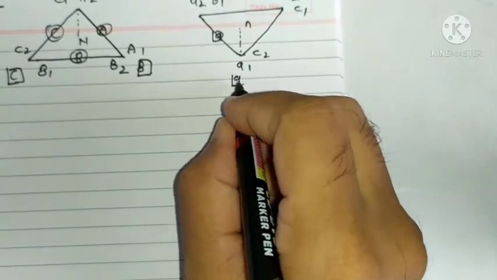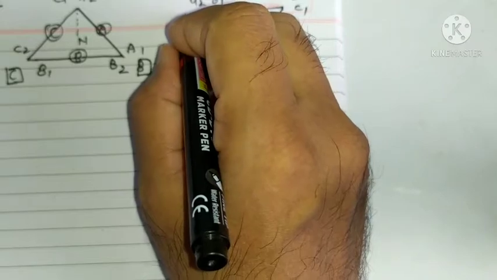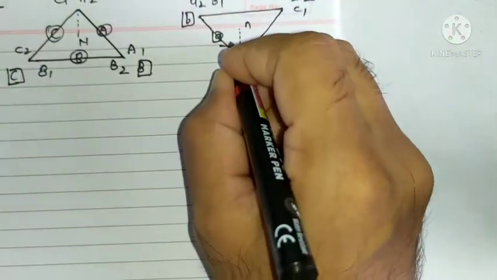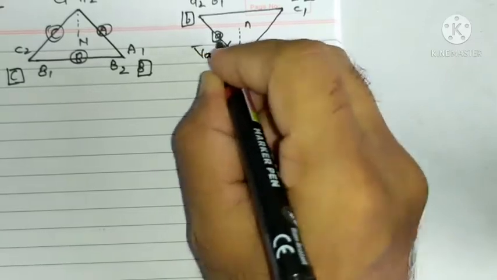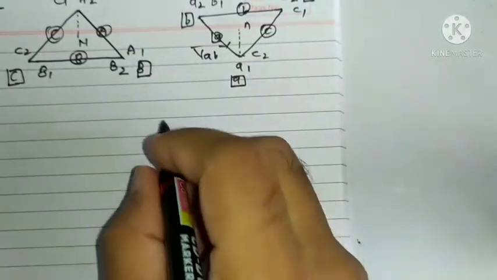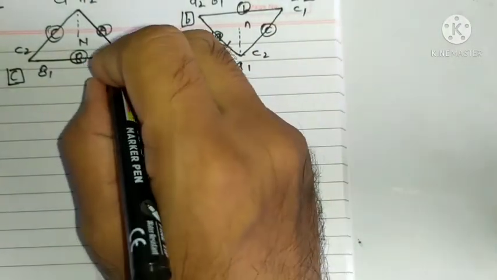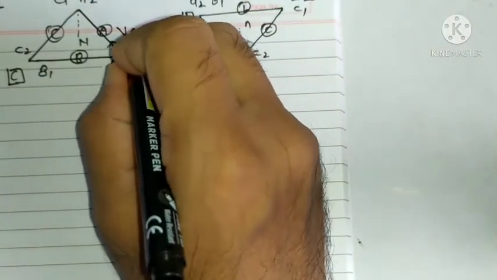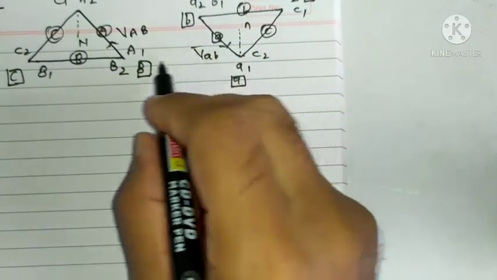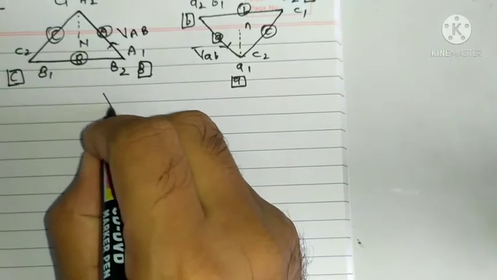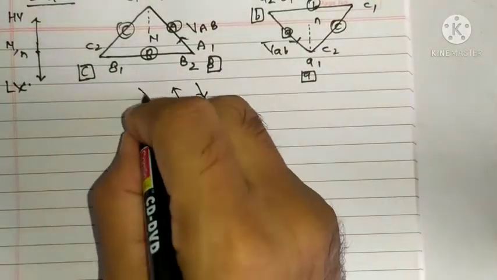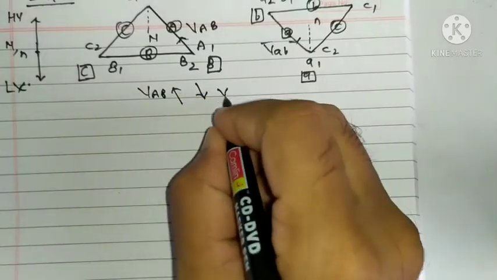Now here it will be the A terminal, B terminal, and C terminal, and VAB will be in this direction. This is the B arm, this is the C arm. So what we are seeing is VAB on the HV side and VAB on the LV side are out of phase, right? 180 degrees. VAB and this is VAB.